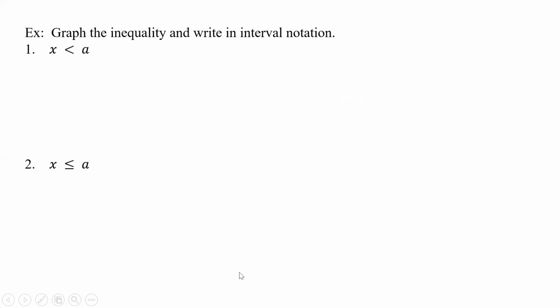Now here, they just want us to graph the inequality and then write interval notation. Notice, we don't actually have numbers. So how are we supposed to do that? Well, we can just make a general number line and label it with one point, a, and we say x is less than a. So again, we put the open circle, which is probably the standard, and then we go to the left. Now, how do we write that? Well, it's going to go from negative infinity up to a, but not include a. So that's how we would do that one.